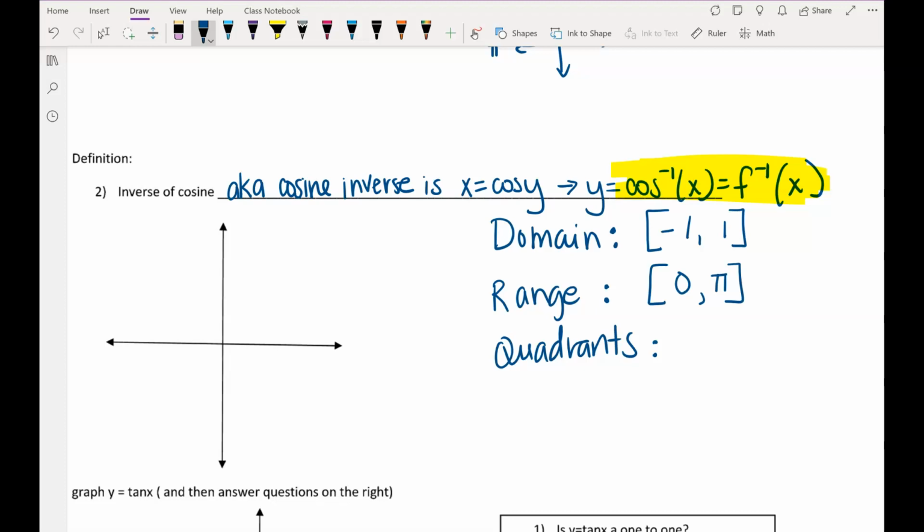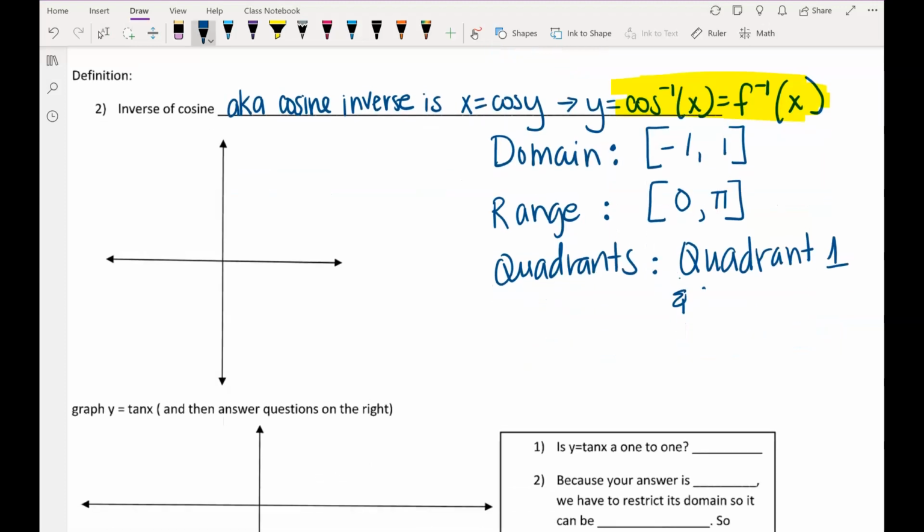Closed on both ends. Now we talk about the quadrants. So when we work with cosine inverse, Chloe, what are the only 2 quadrants we can use? 1 and 2. Now students, in quad 1, all cosine answers would be what? Positive or negative? Positive. In quad 2, what happened to all cosine answers? Negative.